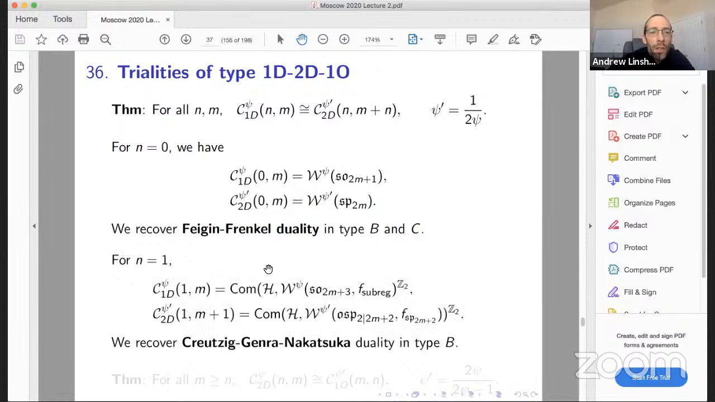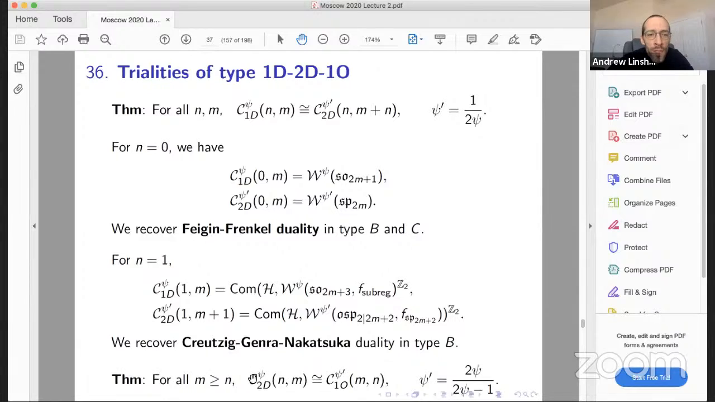For n equals 1, this one is a little bit more interesting. This is a relationship between the Heisenberg coset of a subregular W-algebra of type B and a Heisenberg coset of some subregular W-algebra of type OSP2, 2m plus 2. And this was proven by Creutzig, Genra, and Nakatsuka. I'm going to call that Creutzig, Genra, Nakatsuka duality in type B.